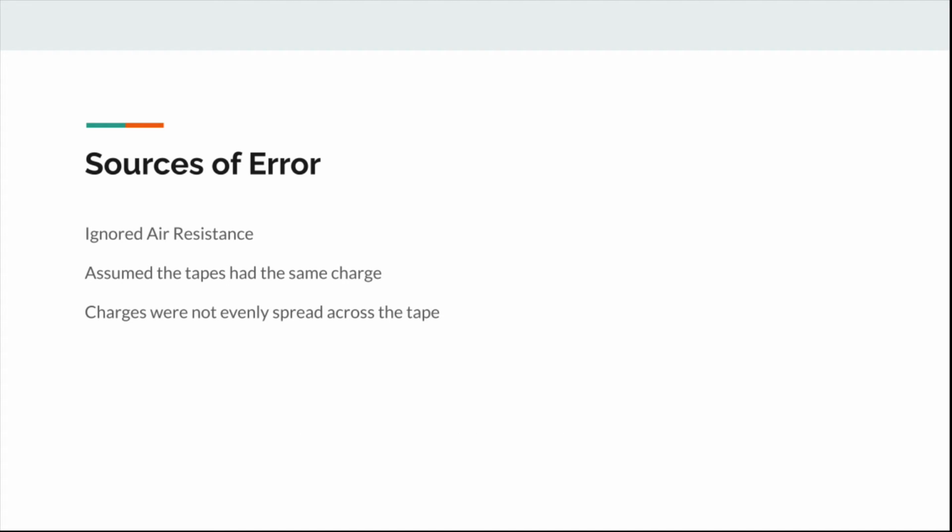Like every experiment, there are going to be some sources of error. Our sources of error tied very heavily back to our assumptions. We ignored air resistance, which could have played a key part in finding the net force, causing the electric force to change. We also assumed that each tape had the same charge. It is very probable that they had different charges, but we were not going to be able to calculate both. However, we also believe that the charges were not evenly spread across the tape. The way that we ripped it off, or just naturally, the charges could have been spread all over instead of being even like we assumed in our experiment.